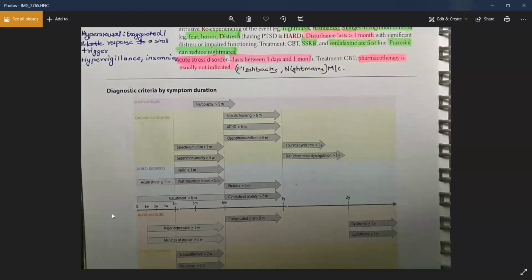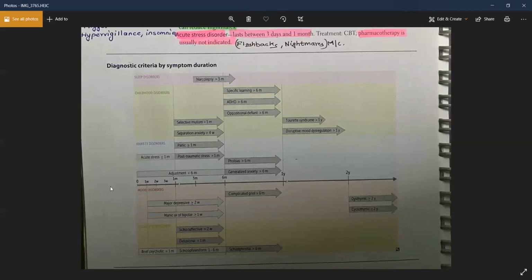Then you have the diagnostic criteria, certain time durations for certain diseases. We are yet to discuss narcolepsy, so just forget about it. For childhood disorders, I told you that every childhood disorder you will only diagnose after 5 years of age, right? For selective mutism, you need at least a 1 month history. For separation anxiety disorder, you need at least a 4 week history. That means around a month again, right? For panic disorder, you again need a 1 month history. For specific learning disorder, you need 6 months. ADHD, you need 6 months. Oppositional defiant disorder, you need 6 months. For Tourette syndrome, you need a 1 year history. For disruptive mood dysregulation disorder, you need a 1 year history.